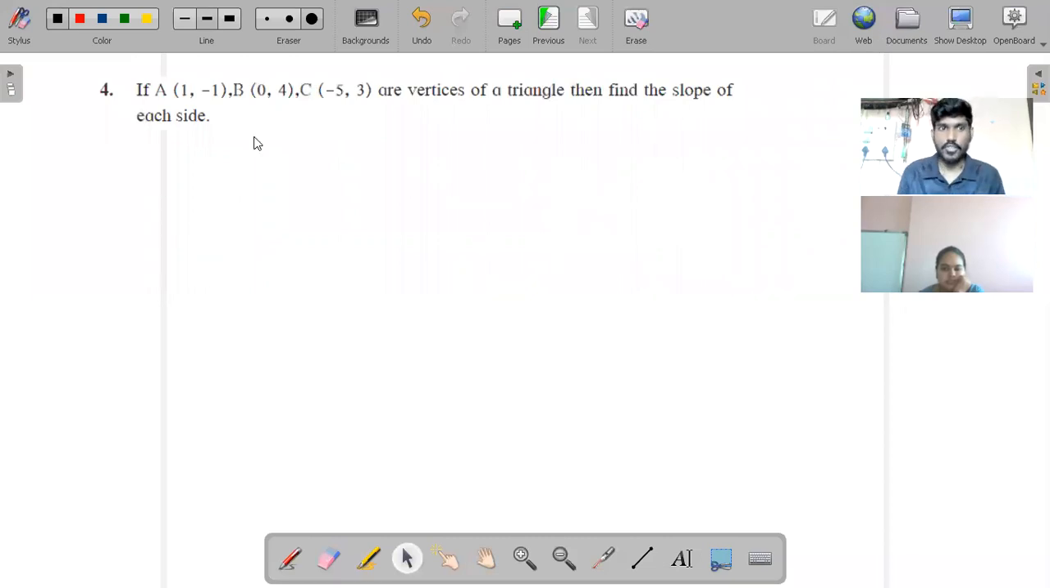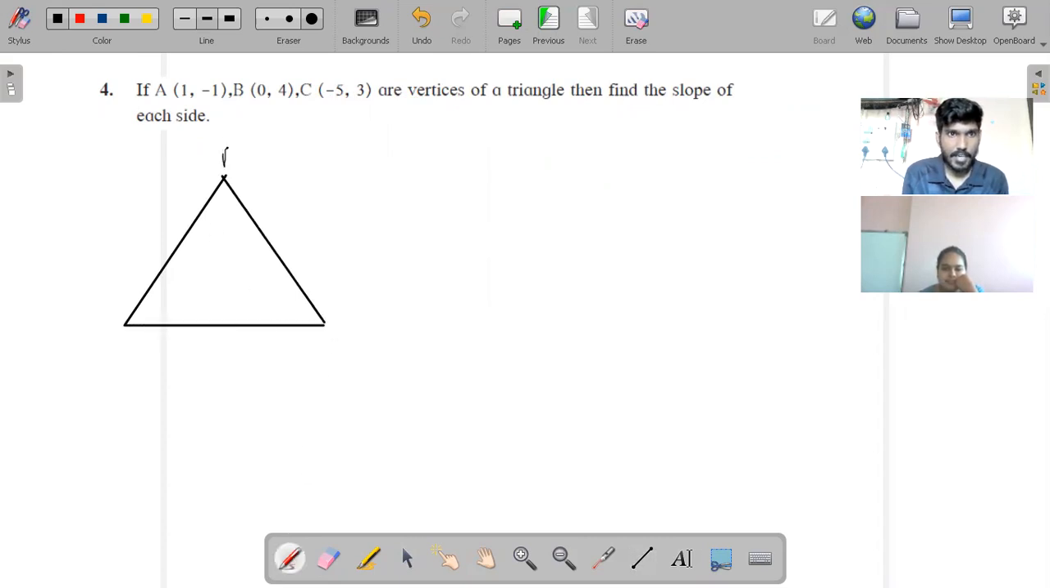Okay, in this question, A, B, and C are vertices of a triangle. Then find the slope of each side. So what they have said is that a triangle is given, and A, B, C are its vertices. Vertices means they are the end points.